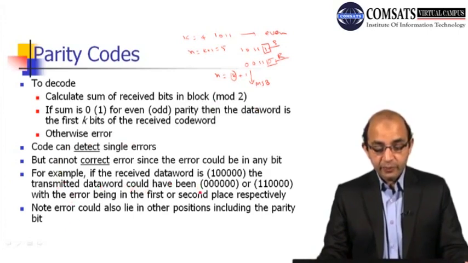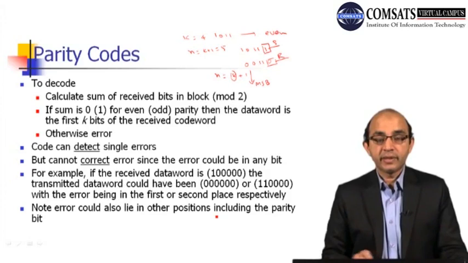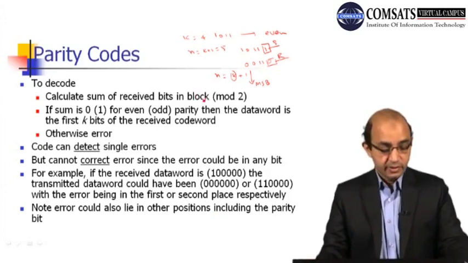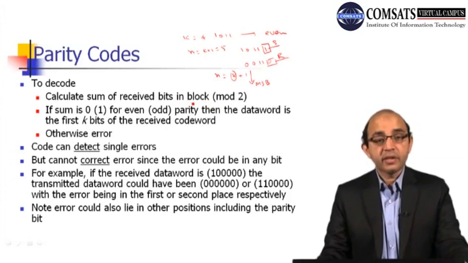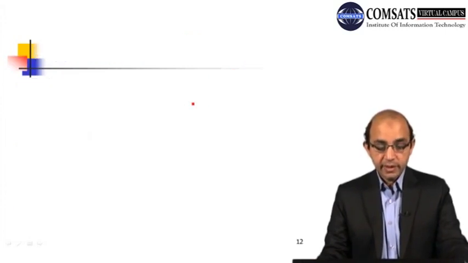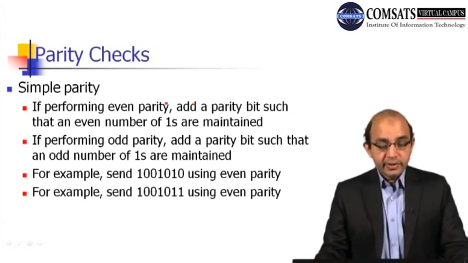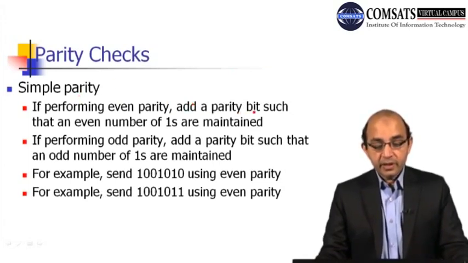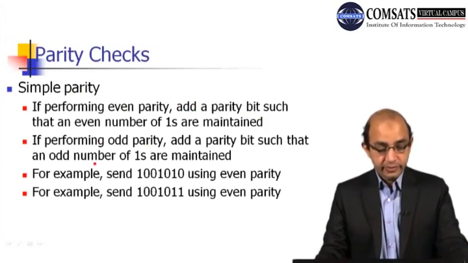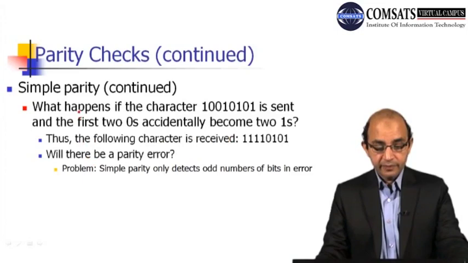The transmitted data word could have been, right, or with the error being in the first or the second place respectively. Error could also lie in other positions. So this is the bottleneck, that this code doesn't have the capability to detect the position of the error, right? Okay. Simple parity: if performing even parity, add a parity bit such that an even number of ones. The example is almost the same, and here a character is sent and the first two zeros accidentally become two ones. So of course this is the bottleneck, parity error.